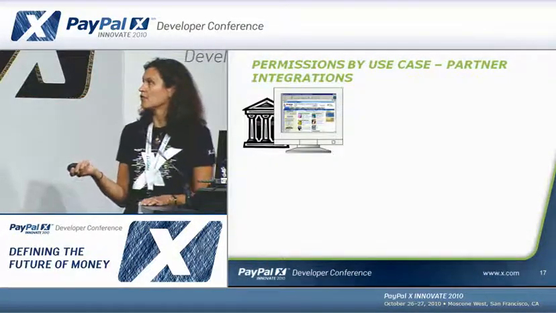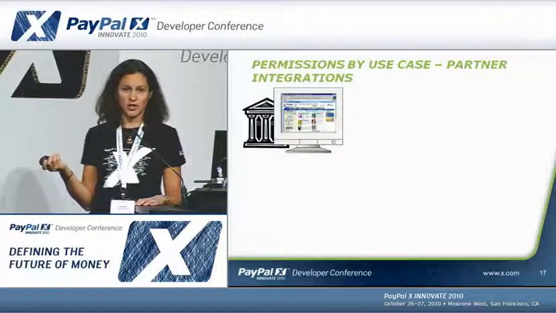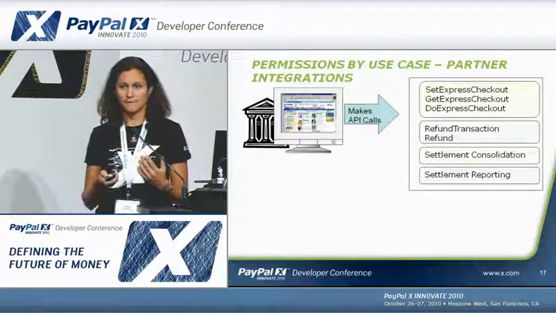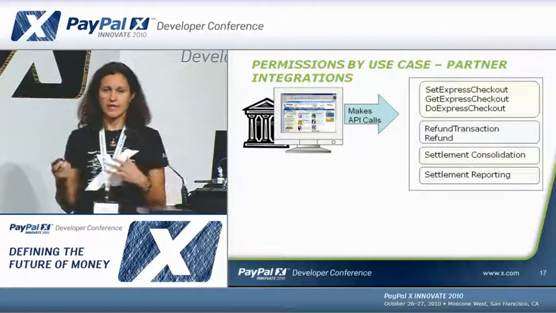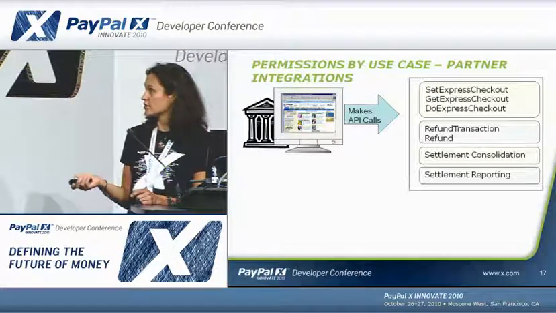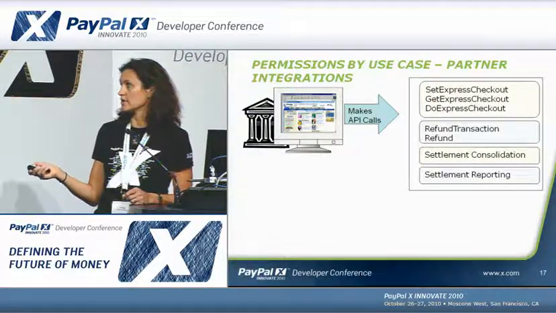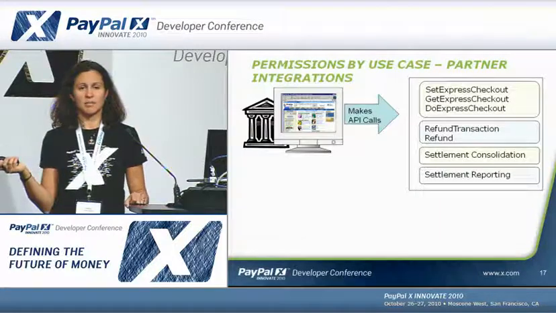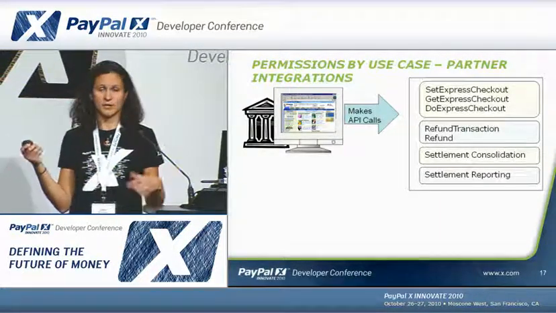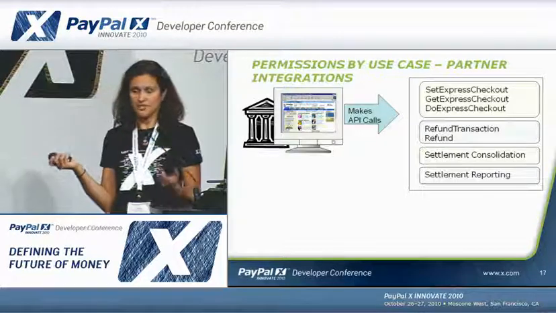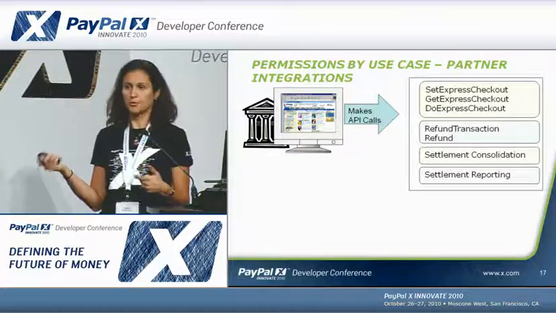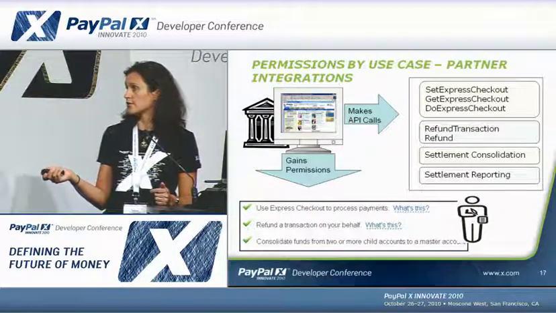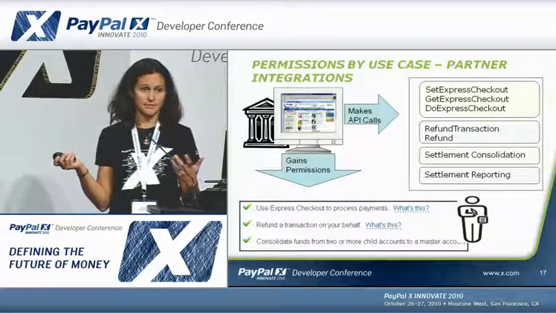on the screen. So large partner or channel integrations usually also revolve around payments for shopping cart-like applications. And if you notice, there are two functions listed here: settlement consolidation and settlement reporting. These are actually non-API calls, but in order to consolidate funds and report on funds for the child accounts, the third party needs to be enabled as well. So for the end user, it will show something like, consolidate funds from two or more child accounts to a master account.